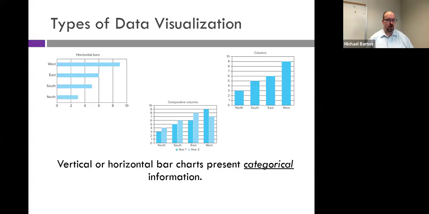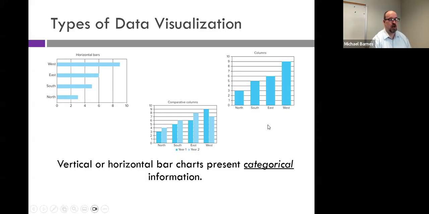What is going to be the first type of visualization we're talking about? It's going to be bar charts. We've actually looked at bar charts before. Bar charts are kind of a default in Excel. Those are the ones that most people use because it's the first one listed. Vertical or horizontal bar charts present categorical information. Whenever we have detail that's sorted into categories, bar charts are useful for depicting the different categorizations of that.